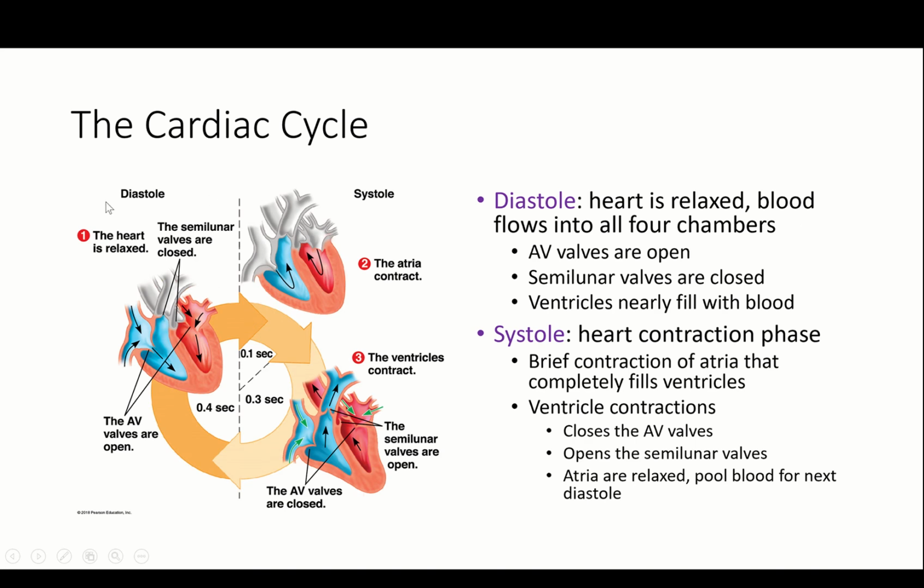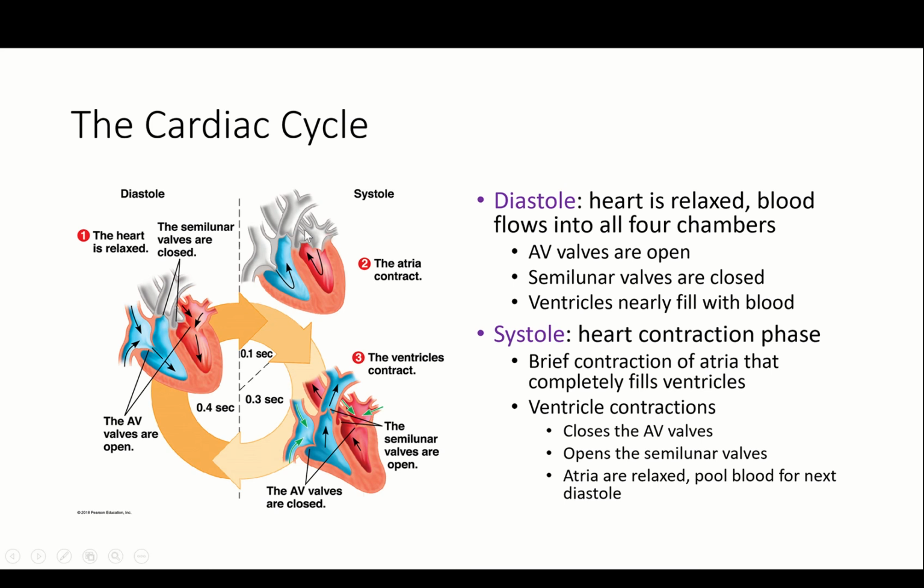So when we have a heart that is relaxed, we are in what's called diastole. And during this time, the blood is flowing into all four chambers. All of the AV valves are open, but the semilunar valves are closed, keeping the blood inside the heart. During this time, the ventricles nearly fill with blood. Then we transition into what's called systole, and this is the heart contraction phase.